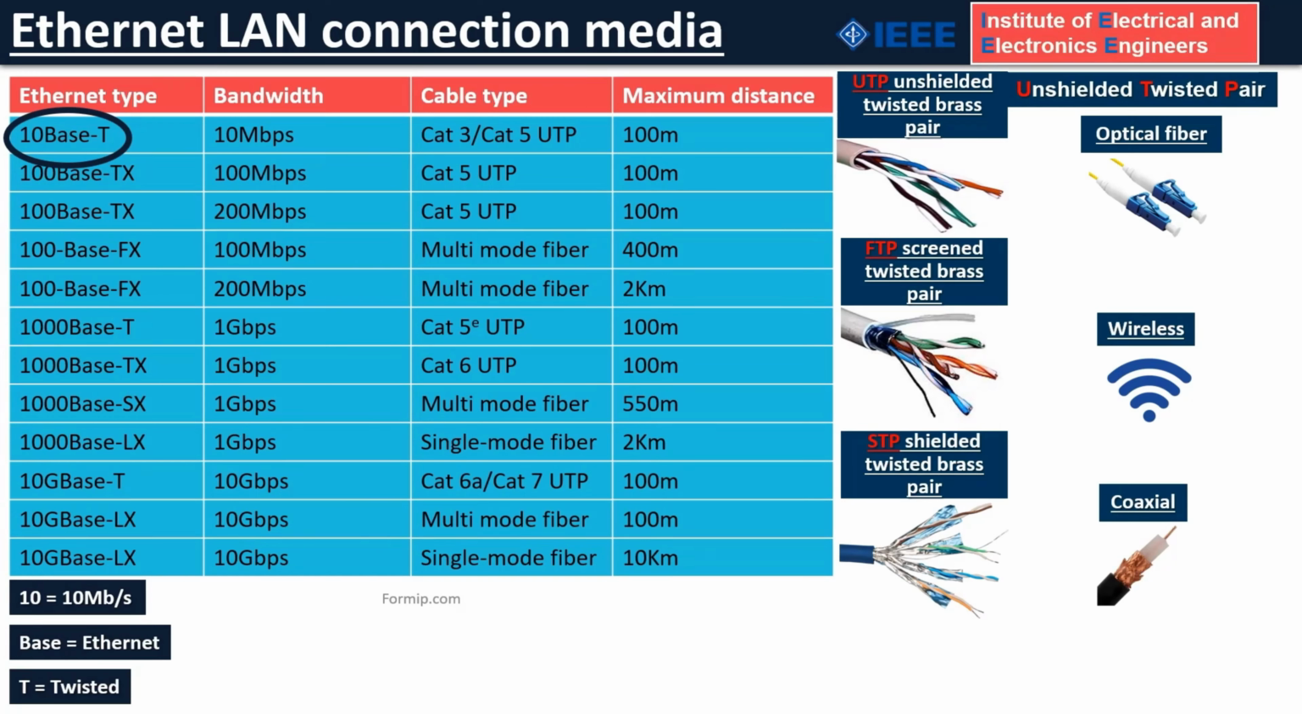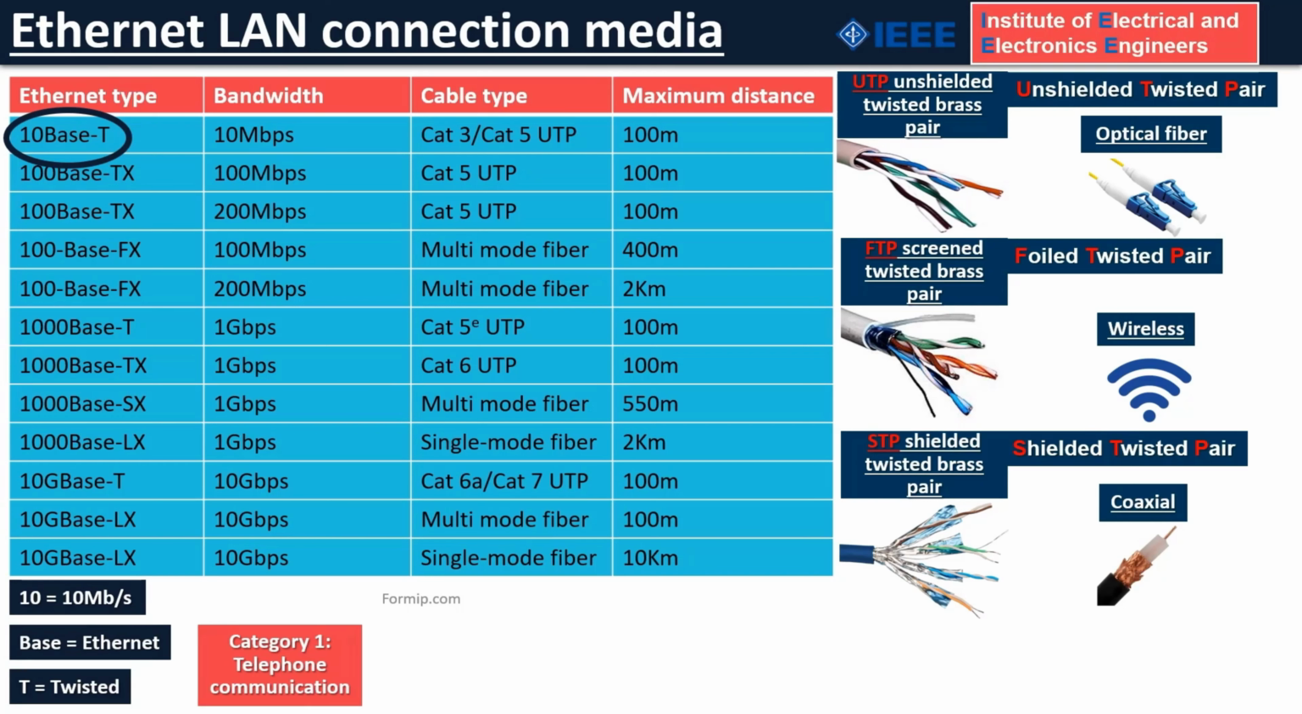UTP, unshielded twisted pair, is a cable without any armor, shielding surrounding it. In an FTP, foiled twisted pair cable, all 4 pairs are surrounded by aluminum foil. And in shielded twisted pair, the armor surrounds each pair of wires and the whole cable is also surrounded by protection. Copper cables are divided into several categories.